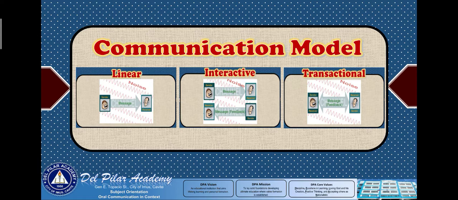When we say transactional, the message is sent by the sender, received by the receiver, and then the receiver will become the sender and will send a message to the receiver, and then the receiver will become the sender again that will send a message to the receiver. So the sender and the receiver can both become the sender and the receiver simultaneously.